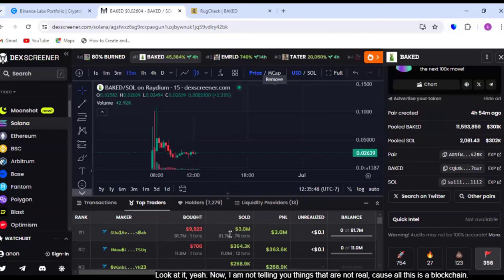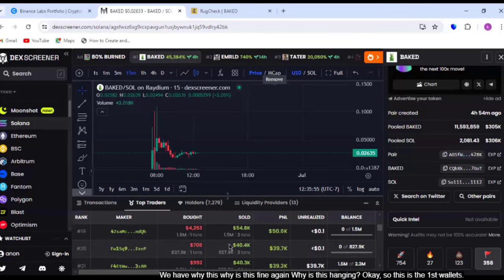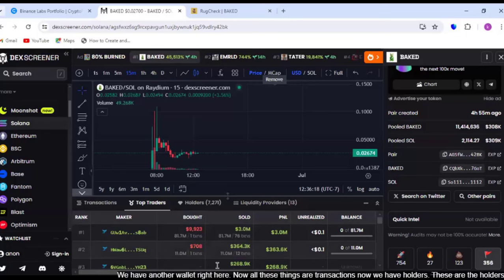Look at it here. Now, I am not telling you things that are not real because all these things are on the blockchain. Why is this hanging? Okay, so this is the first wallet. This is the wallet, right? And he bought with 9,000. He sold, so he has a PNL of 3 million. We have a second wallet that bought with $708, and he sold for $368. We have another wallet right here. Now, all these things are transactions.